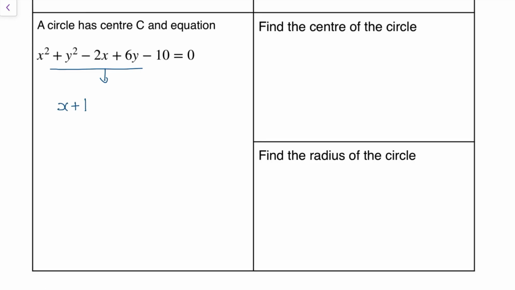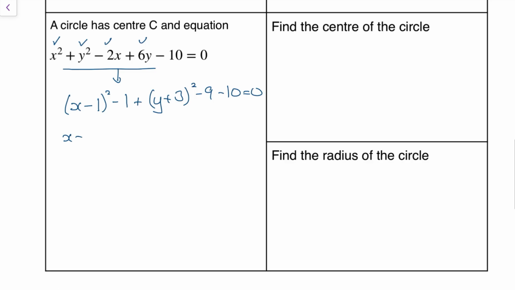So if I look at my x's, actually that's a minus, isn't it? So if I look at my x's, I've got x squared minus 2x, which is the same as x minus 1 all squared, minus the one I don't want. I've completed the square. And my y's are going to be y plus 3 all squared. So I've done my y's, and then I'm taking away the 9 I don't want, and then I'm going to take away another 10. Let's collect all this together. So that's x minus 1 all squared plus y plus 3 all squared. Now, minus 1 minus 9 is minus 10. Minus another 10 is minus 20. Move that to the other side, and that gives me 20.